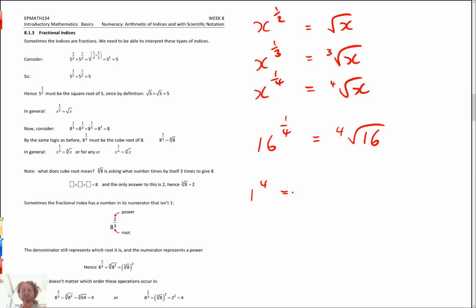What's 1 to the 4? Well, that's 1 by 1 by 1 by 1. 1 to the 4 is just 1. Hence, the 4th root of 1 is just 1. What's 2 to the 4? Well, 2 by 2 is 4, by 2 is 8, by 2 is 16. Here it is. And hence, if 2 to the 4 is 16, the 4th root of 16 is 2.